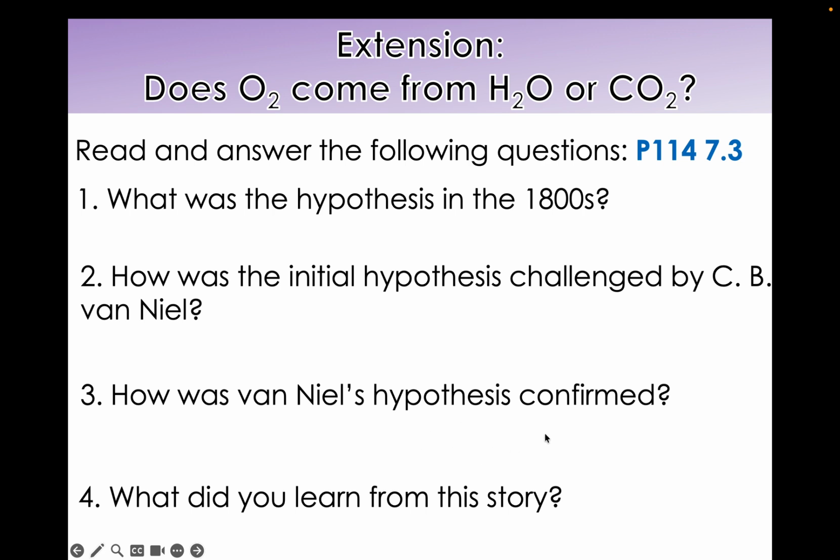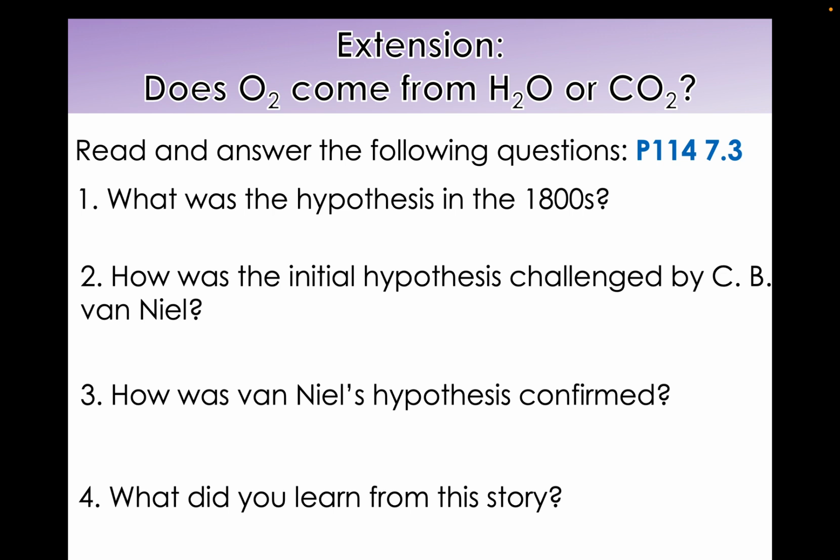So what they did is they attached a heavy isotope of oxygen, oxygen 18, to carbon dioxide and also to water. They gave one plant the labeled heavy isotope oxygen 18 carbon dioxide first. And at the end, they analyzed the oxygen that was released and whether it contained the heavy oxygen 18 isotope or not. It did not.